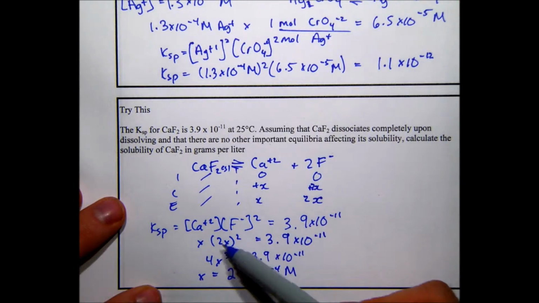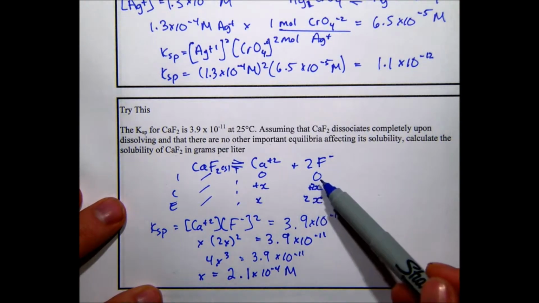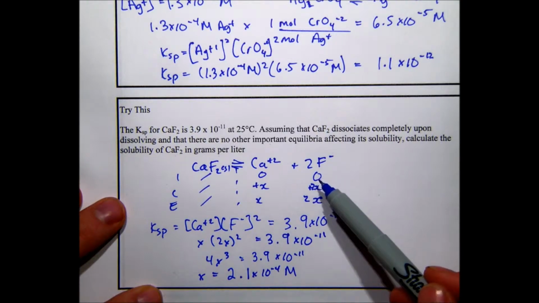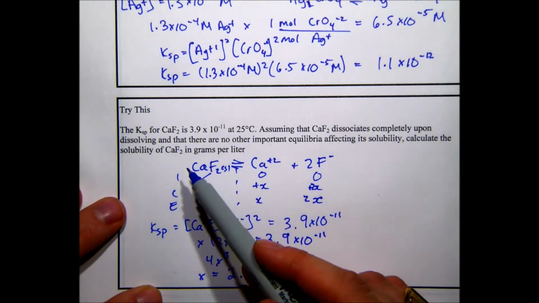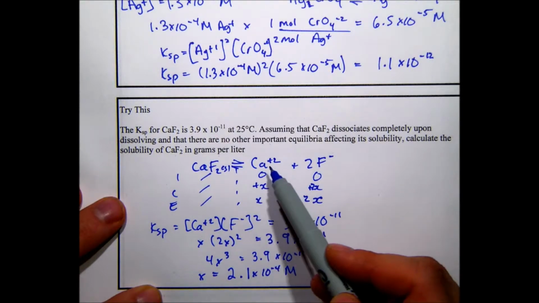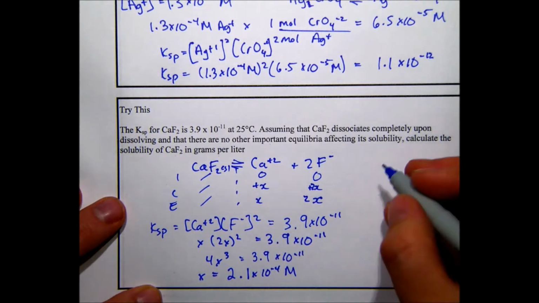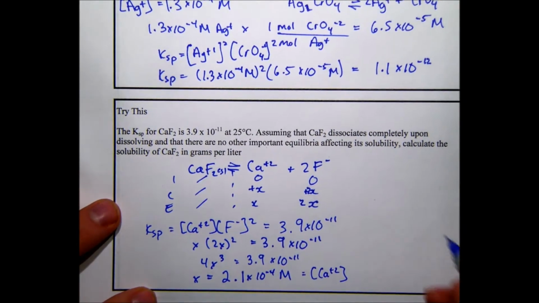So quickly, if we're solving for x, x is the concentration of calcium, but 2x is the concentration of fluoride. So because it's a 1-to-1 ratio, if we want the molar solubility of calcium fluoride, then what we need to do is make sure that we figure out the calcium, because that will be the same for the calcium fluoride. So that's equal to the concentration of Ca 2+.